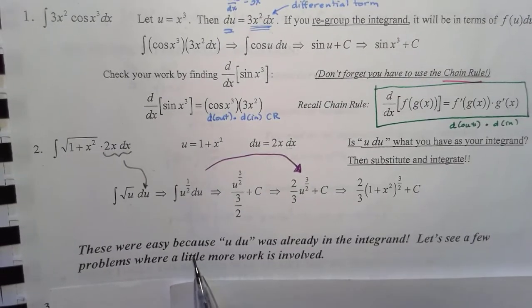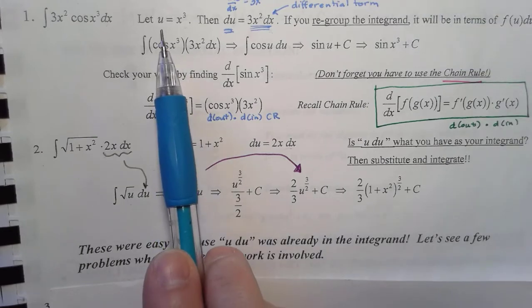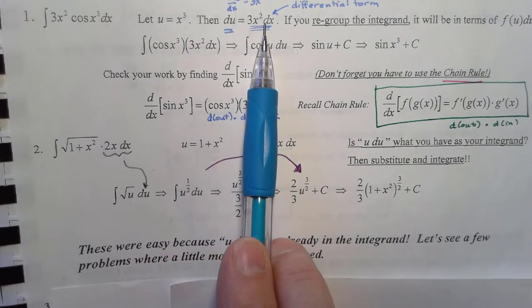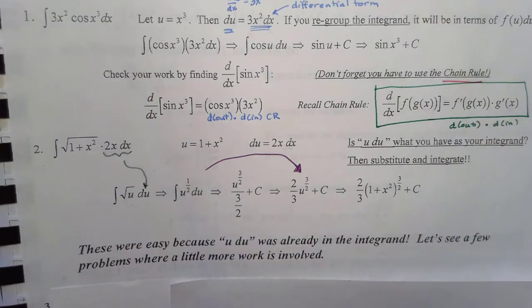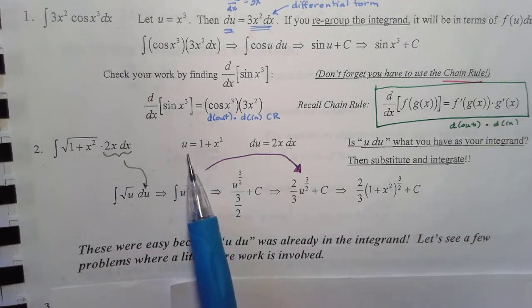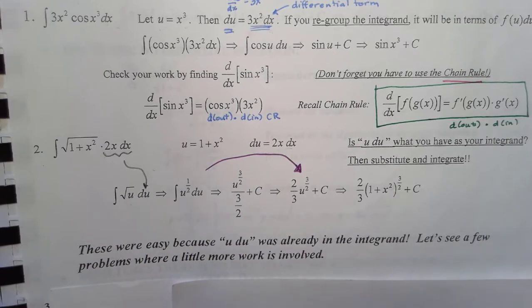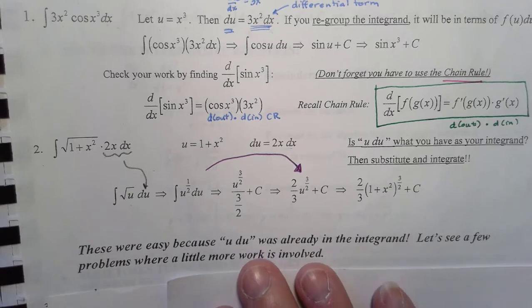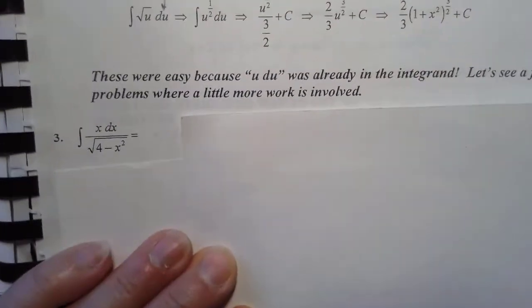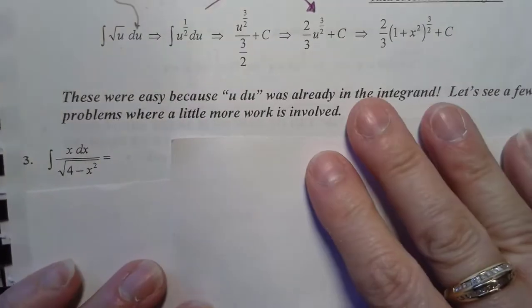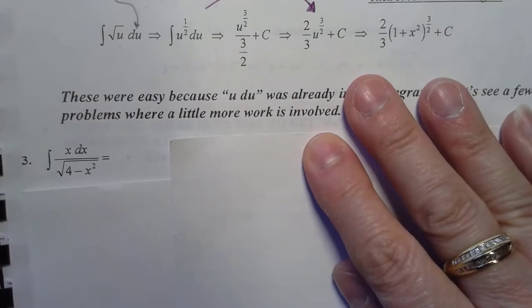These problems were easy because our u du idea was already in the integrand. In other words, here was my du, 3x squared dx, it was there. Had to rearrange a little bit, but it was there. Here was my du, 2x dx, it was already there. So when it's not there, we've got to do just a little bit of algebraic manipulation. So let us look at this example here.